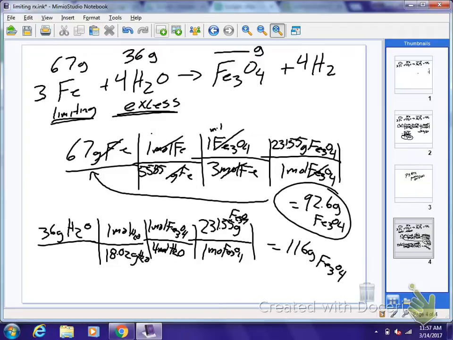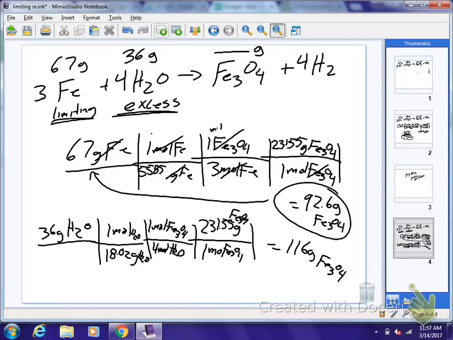So when we look at question A, which is limiting, some students will say Fe3O4 is limiting. What's wrong with that? That's a product, right? Limiting has to be a reactant. It has to be something that ran out. So the answer would be iron for A.